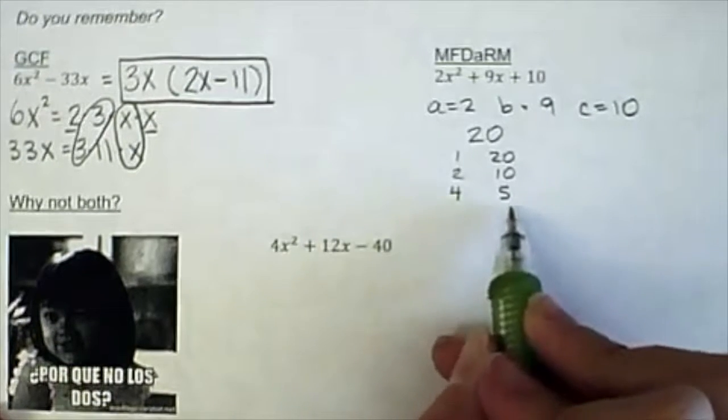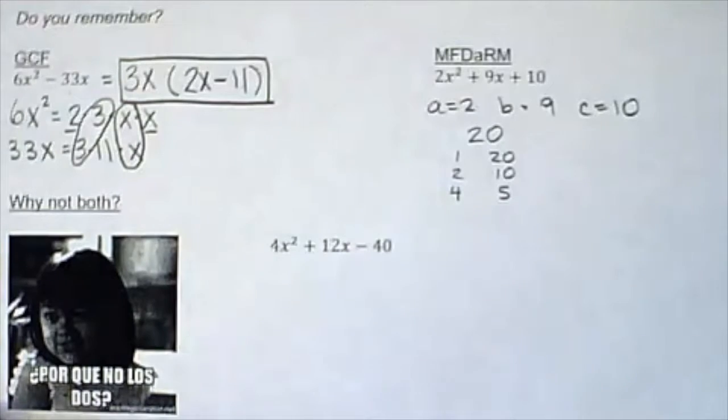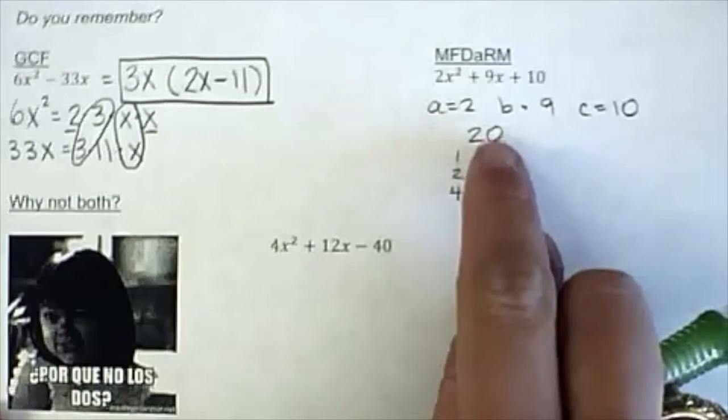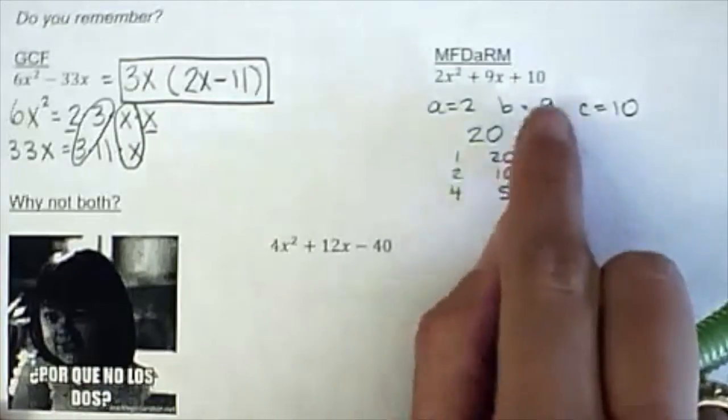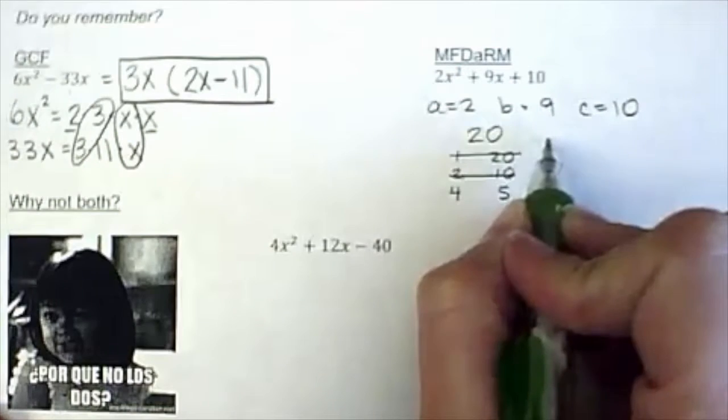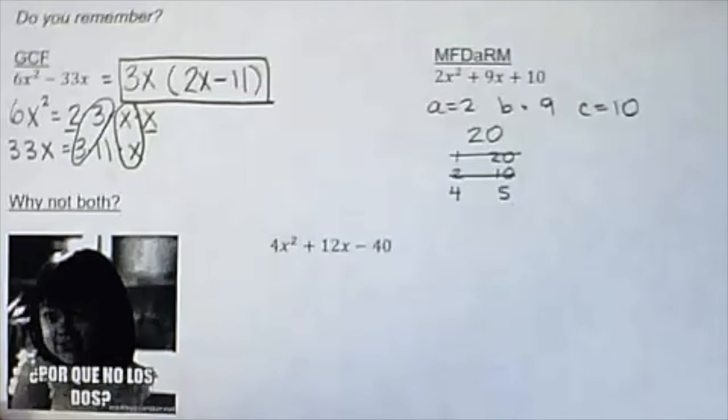And then I would list those factors, 1 and 20, 2 and 10, 4 and 5. Use my calculator to help. I notice that my b value, 9, is positive. And so as I look through my factors, I know that I'm multiplying to a positive. So that's either positive times positive or negative times negative. I can quickly see that 4 plus 5 is 9. So those are the two I'm going to use.